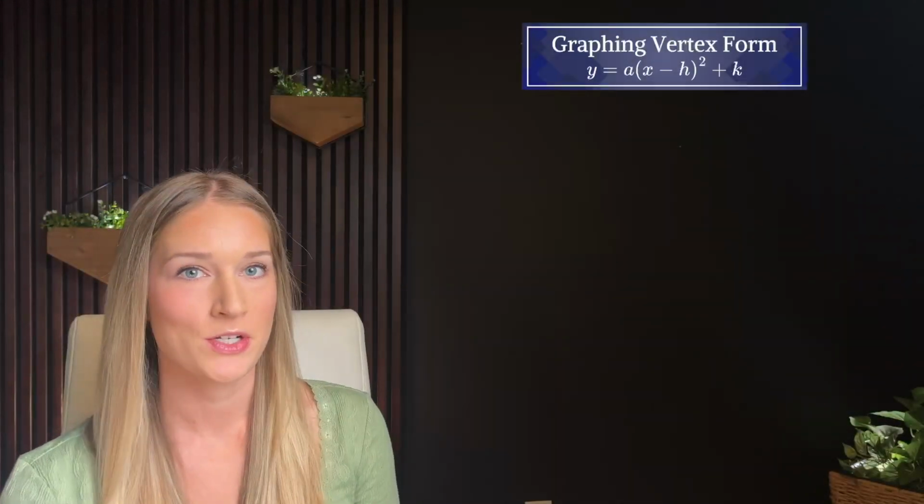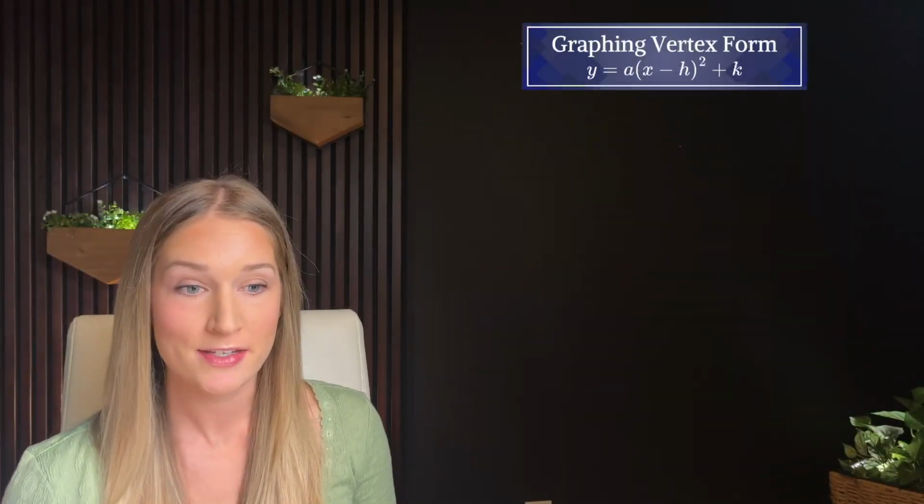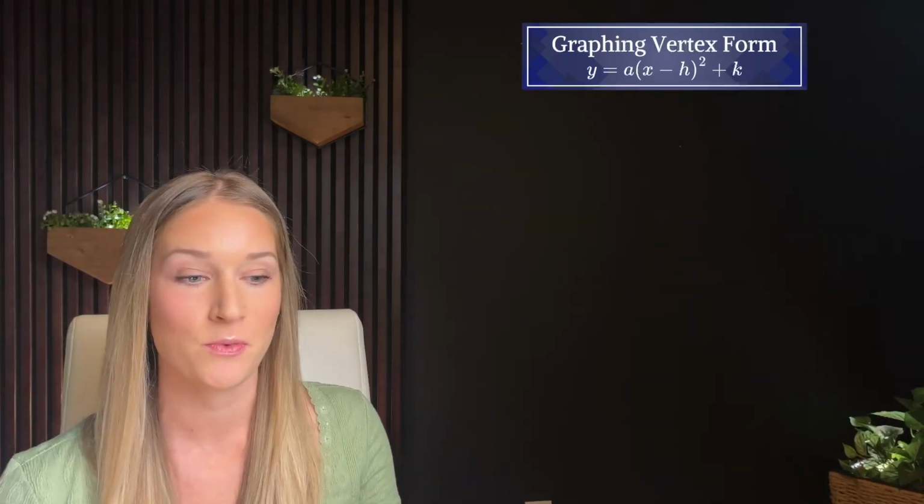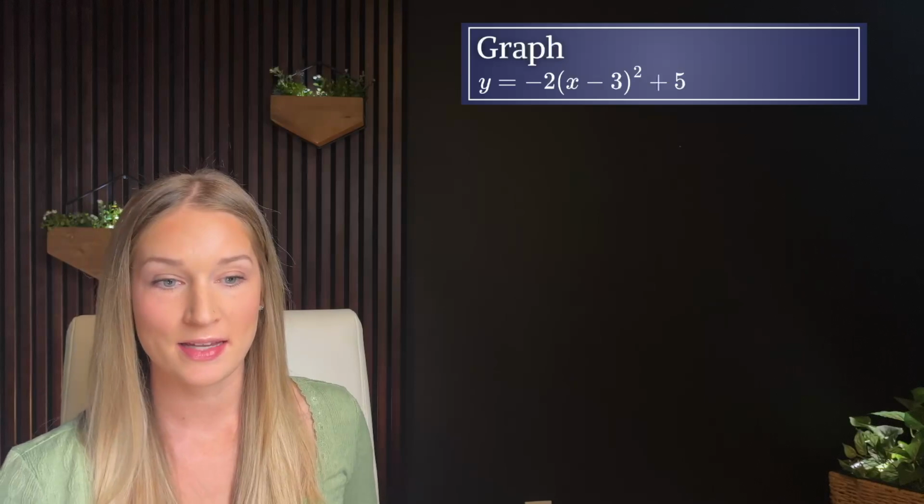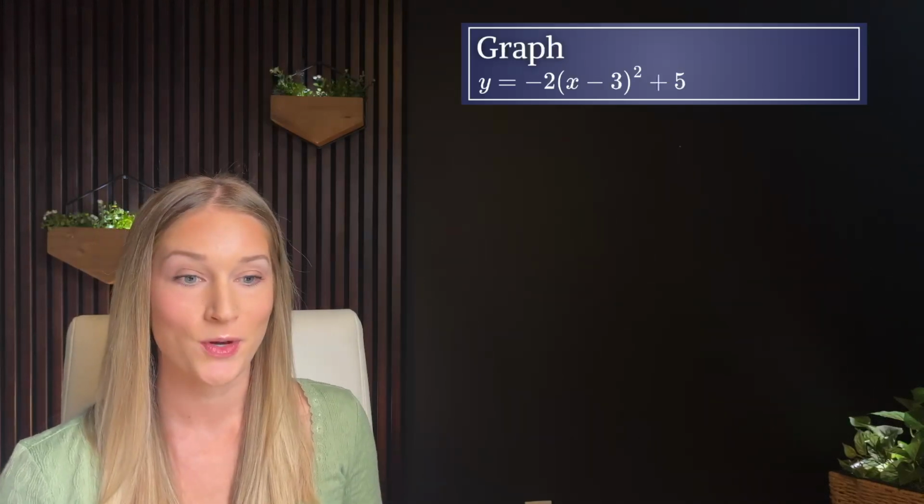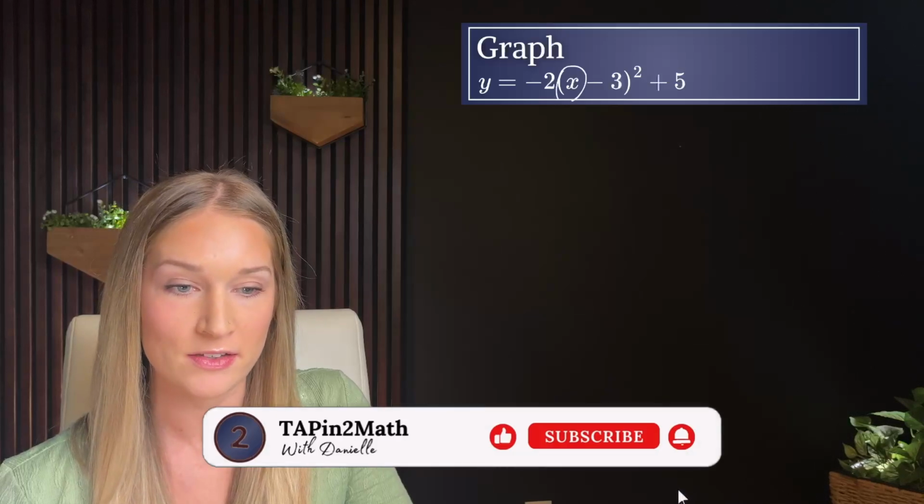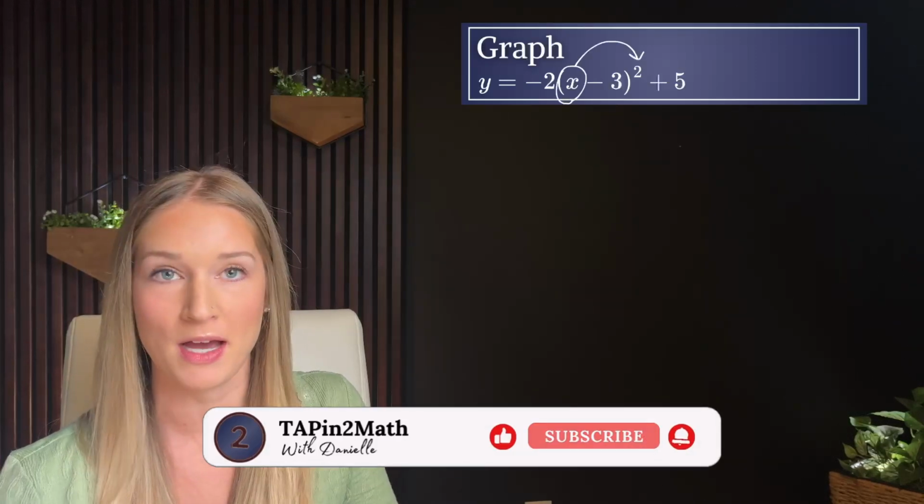When it comes to graphing quadratics, we've got a few different forms. Vertex form is one of the most friendly to graph. So let's talk about what that looks like. In this example, we've got a quadratic in vertex form, and I know it's in vertex form because there is only one x value, and that x is being raised to the power of 2.